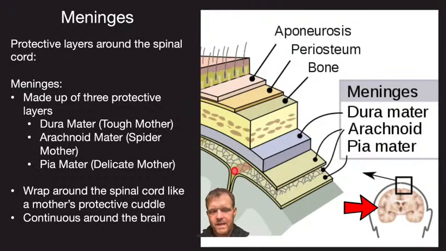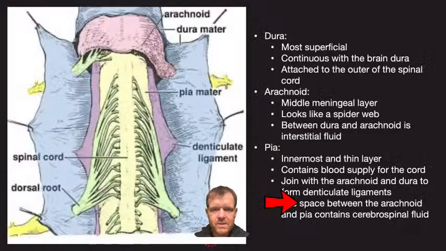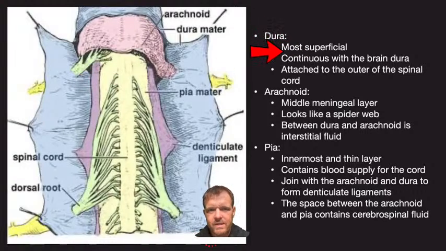Okay, but rather than being around the brain, we saw it as it's around the spinal cord, which is obviously useful for us over the course of the next couple of sessions. So this is basically what we've been seeing on that particular image. So we've got the dura, which is the most superficial, continuous with the brain dura. Again, it wraps around everything from brain and spinal cord, attached to the outer of the spinal cord. Okay, so we've just seen there's a bit of a space in between.